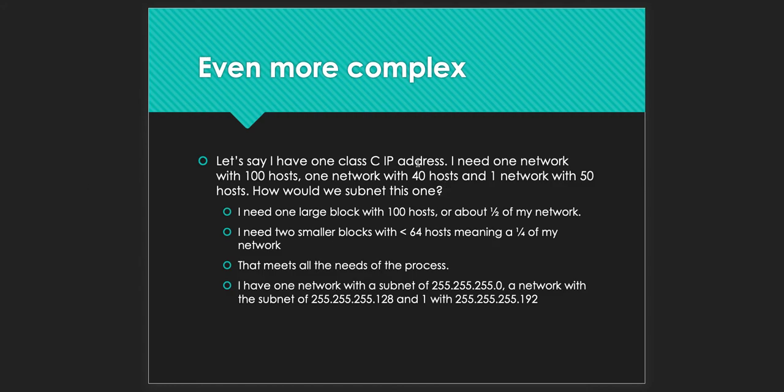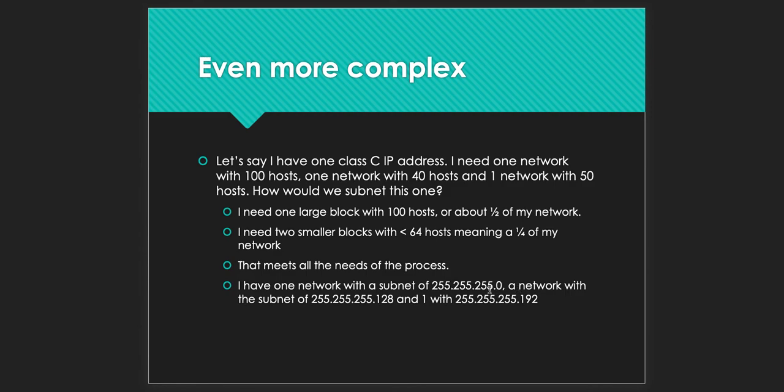So let's say I need to break this up, right? Or go back to what our original was. I need one network with 100 hosts, 40 and 50, with some room to grow. How would I subnet it? Well, we know that our large block is half the network, right? We already know that. So it's /1, so it's 128. So it's going to be /25. And then we would need 2 smaller blocks of 64. So that means I need an extra bit turned on. So it's going to be /26.